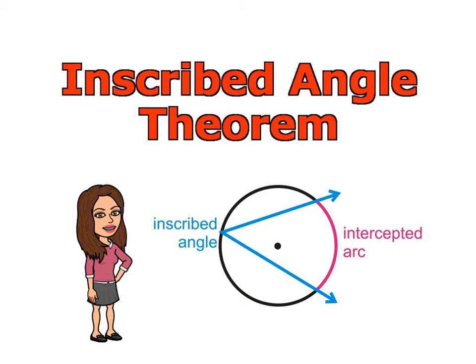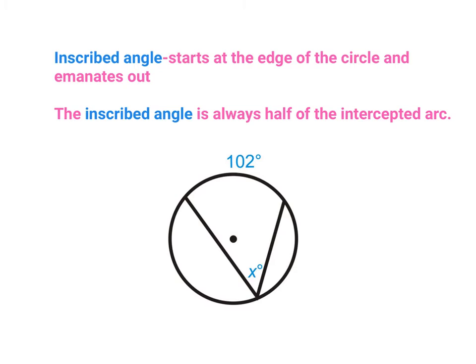In this video, you will learn about the inscribed angle theorem. The inscribed angle starts at the edge of the circle and emanates out. The inscribed angle is always half of the intercepted arc. So this is my intercepted arc, which is 102 degrees.